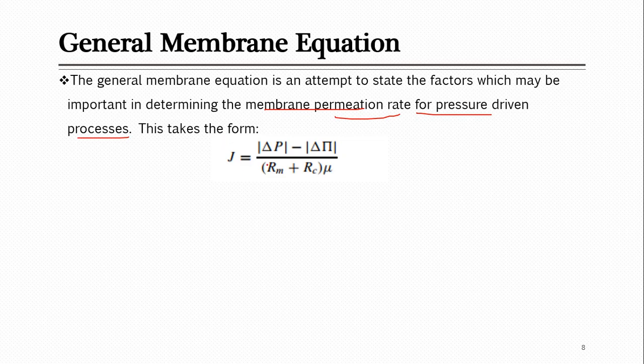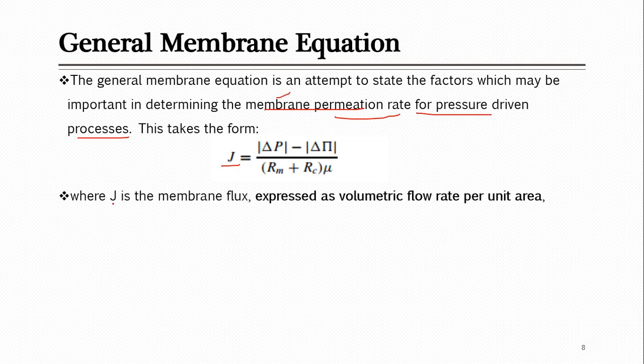So J is equal to (ΔP minus Δπ) divided by (Rm plus Rc) times μ. Let's look at these terms. What do all these terms in this equation mean? J, as we said, indicates membrane permeation rate. J is actually called membrane flux. What does membrane flux mean?